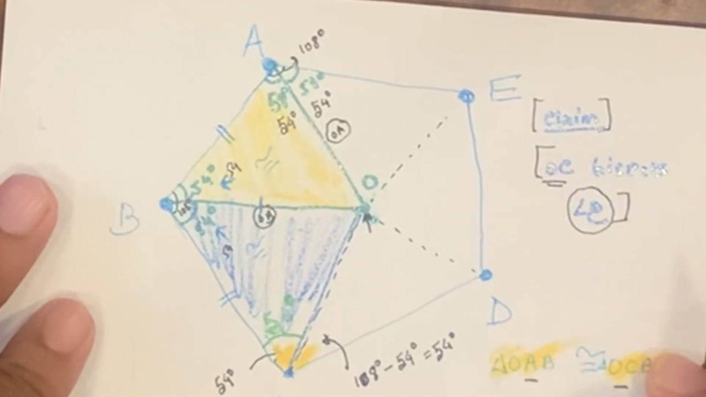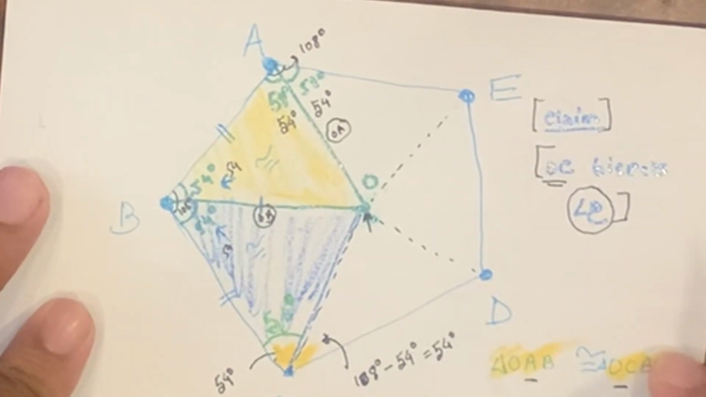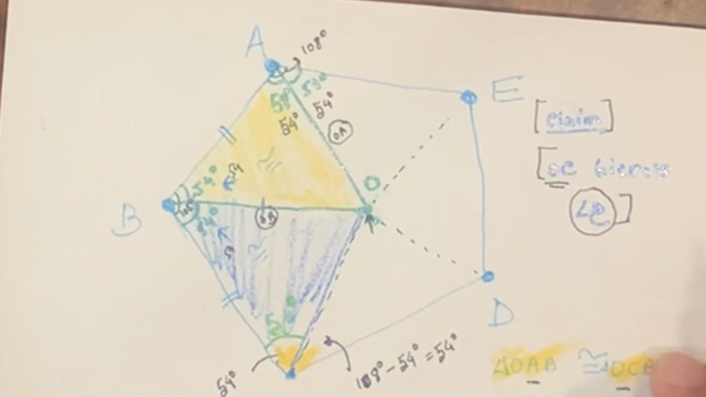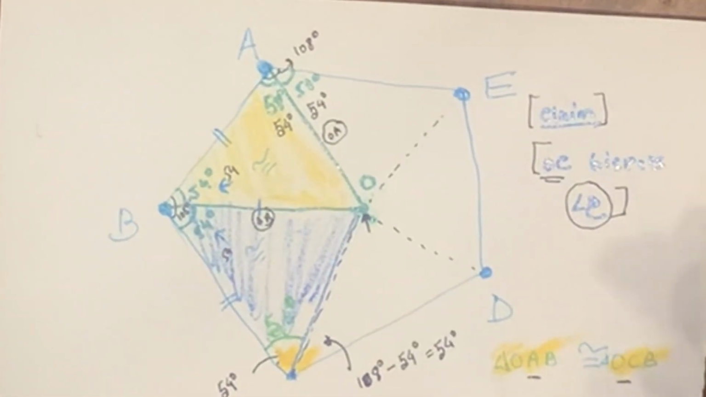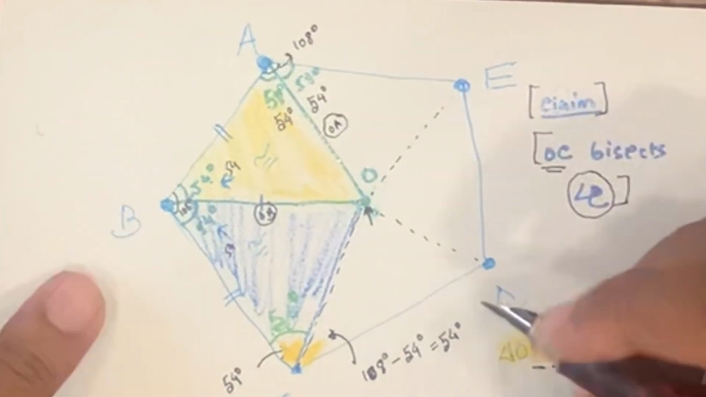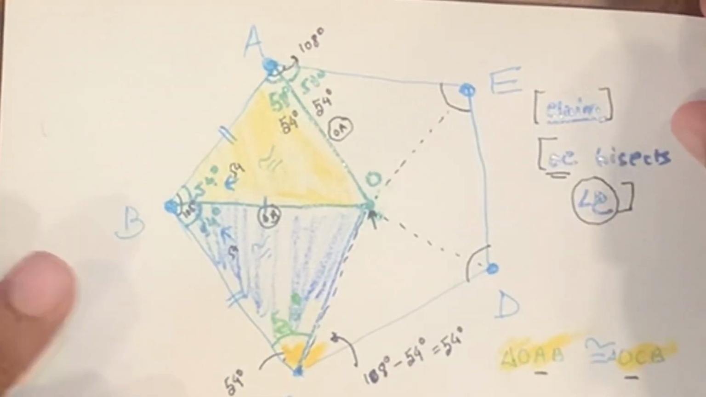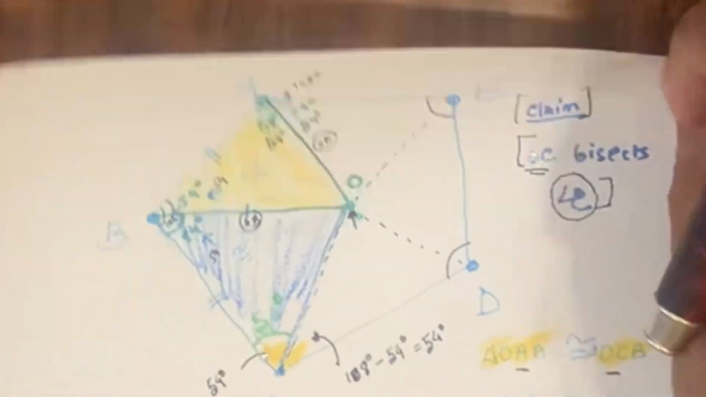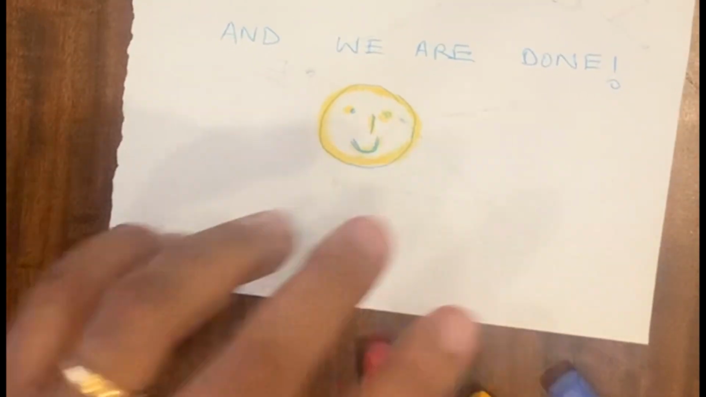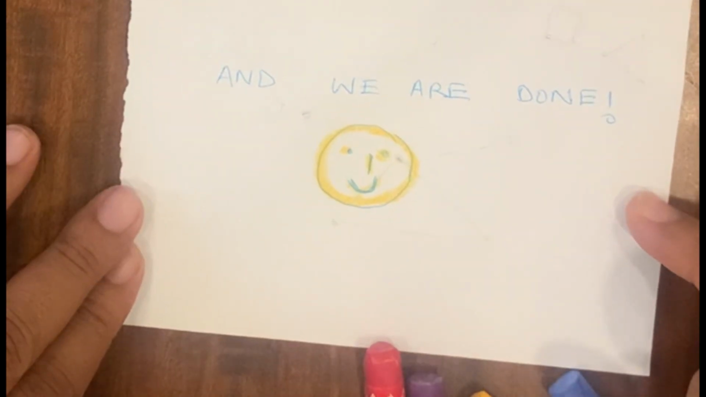Okay, so we are done, because using the same strategy, you can show that OD and OE are the bisectors of angle D and angle E. Give it a try and try to formally prove this in the comment section.